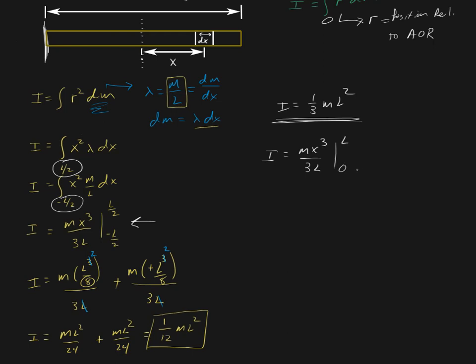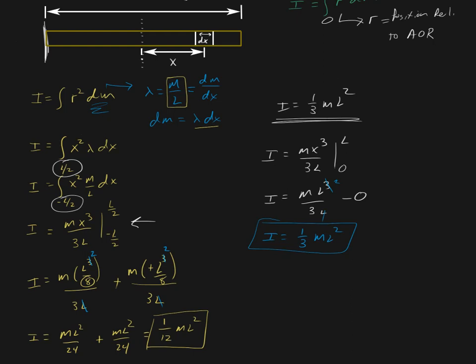And now I think it becomes very obvious that the moment of inertia here is going to be m times L cubed over 3L minus 0. And so we end up with I is equal to 1/3, because this is going to cancel, and that with that one. So that's 1/3 ml squared. All right, so it was very quick and easy to do this using the calculus method versus the parallel axis theorem, which is just a little bit more work.